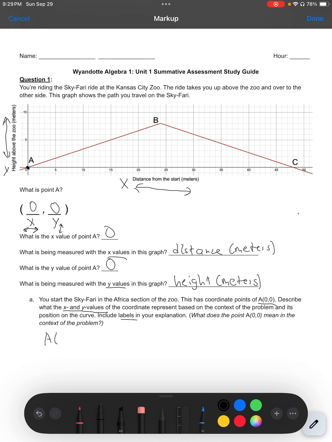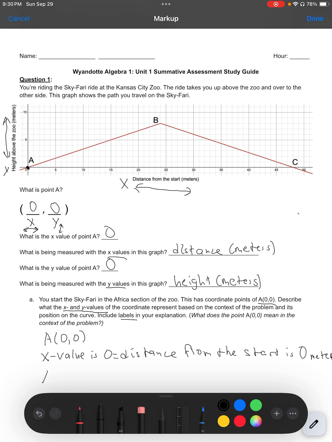So it's asking you, what do the x and the y value mean for this problem? Well, if we have the point A, 0, 0, then the x value is 0, which means that our distance from the start is 0 meters. Our distance from the start is 0 meters. That is what our x value means. So if our x value is 0, that means our distance from the start is 0.